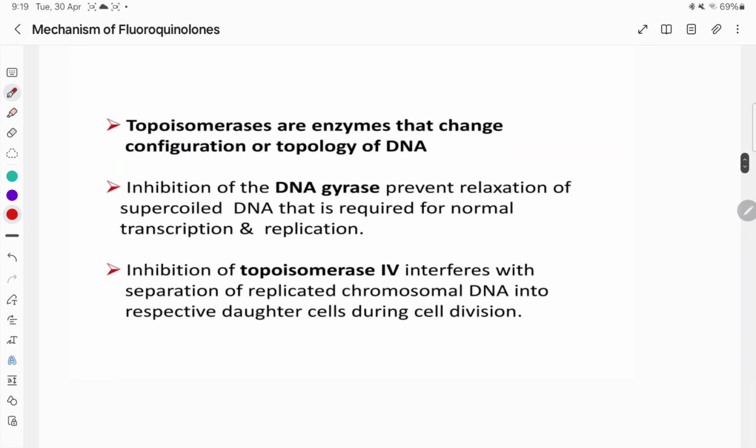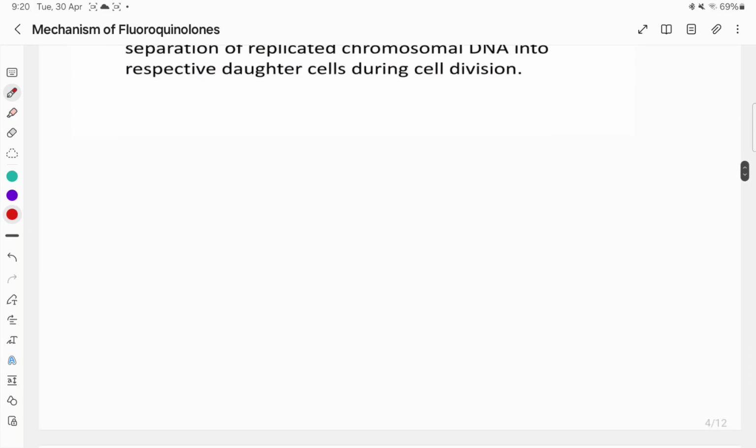By inhibition of DNA gyrase, they prevent the relaxation of the supercoiled DNA, and this relaxed DNA is required for normal transcription and replication. And by inhibition of topoisomerase 4, it interferes with the separation of replicated chromosomal DNA into respective daughter cells during cell division. So let us discuss these two enzymes one by one.